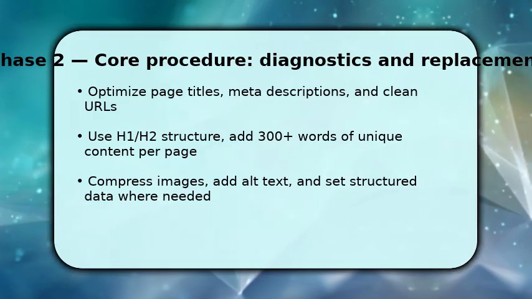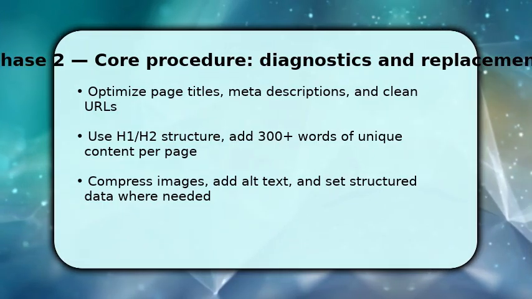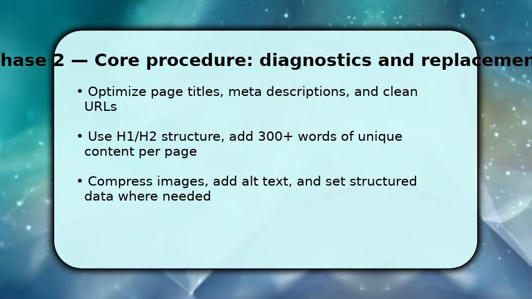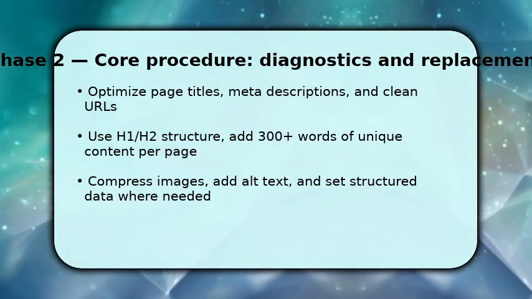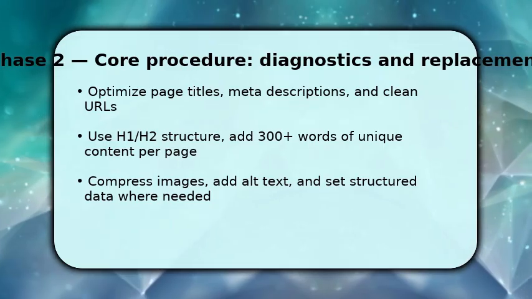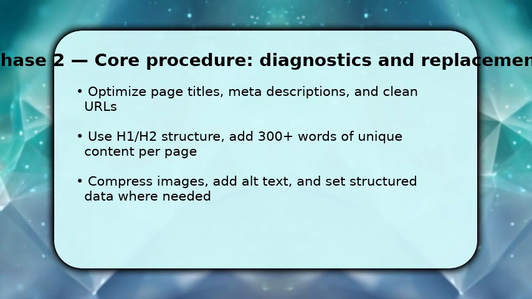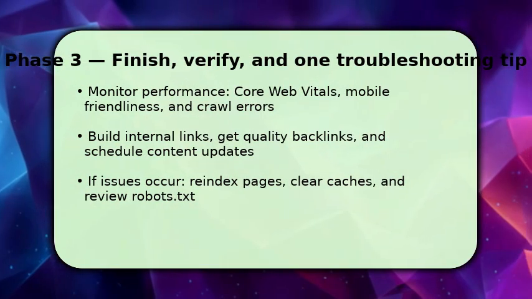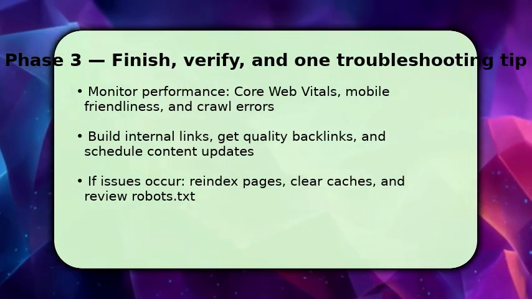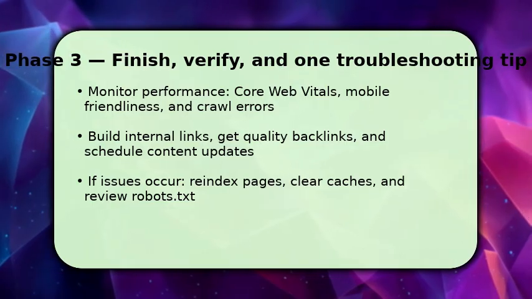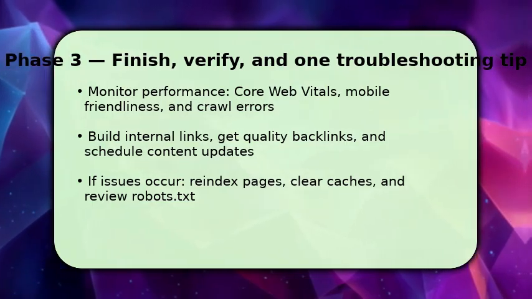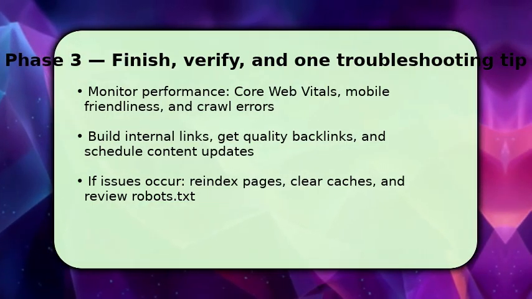Compress images for speed, write descriptive alt text for accessibility and SEO, and implement structured data for products or articles. Finally, focus on technical polish. Check core web vitals and mobile friendliness and fix crawl errors reported in Search Console. Once stable, create a linking plan, internal links to spread authority and outreach for quality backlinks, and set a content update schedule to keep pages fresh.